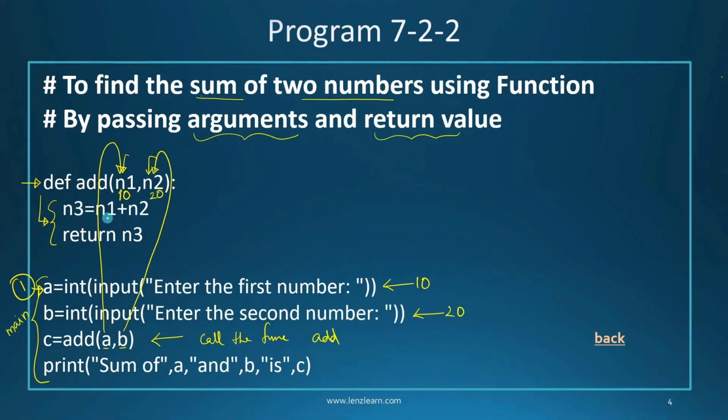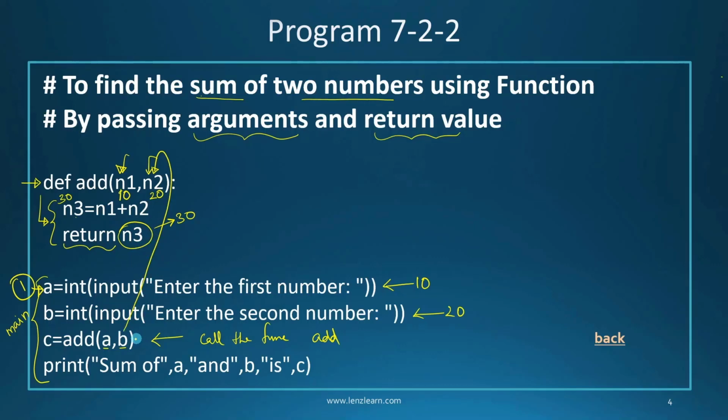So now I will add n1 and n2, that is 10 and 20, and the result 30 will be stored in n3. Alright, now you see I am not printing the result inside function add. So I am using the return statement to give the value of n3 back to the caller. Okay, so now I will use the keyword return with the value that I have to return. So you see n3 is currently having value 30. So value 30 is returned to the function call.